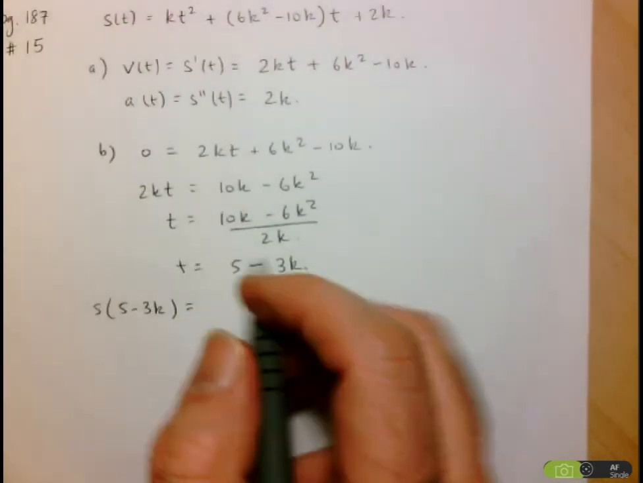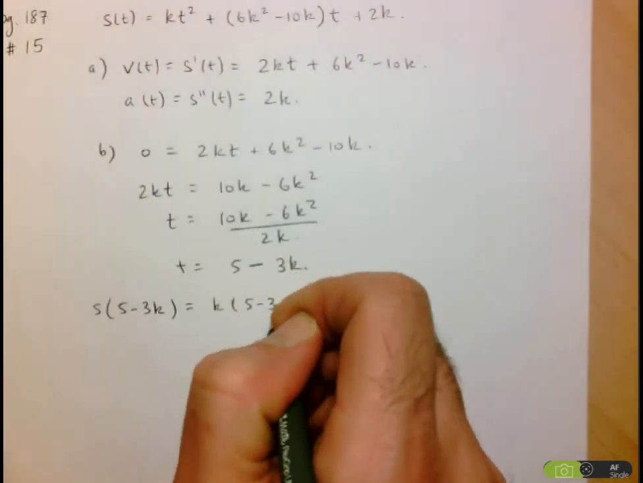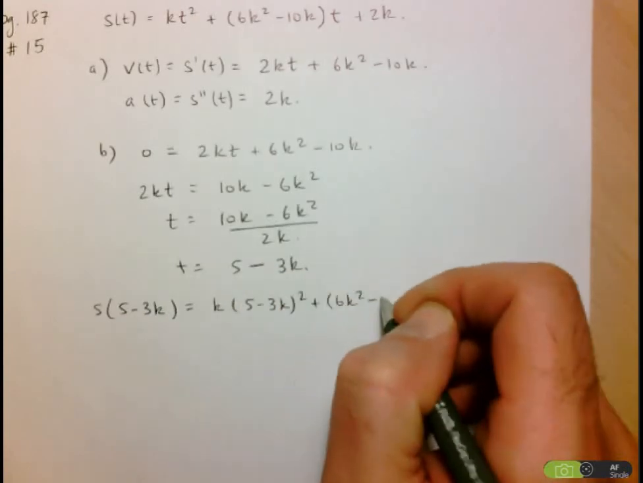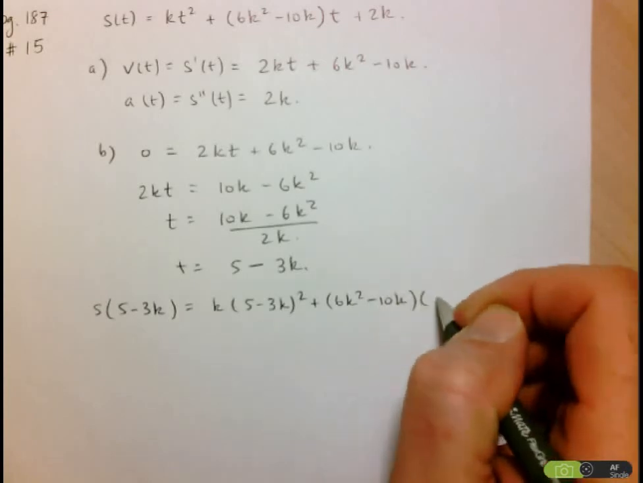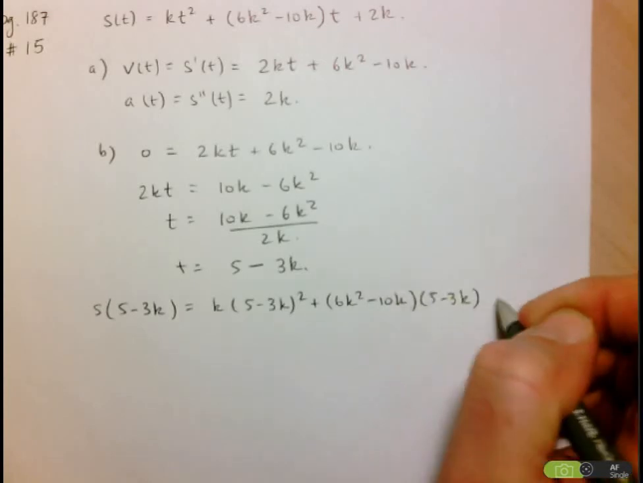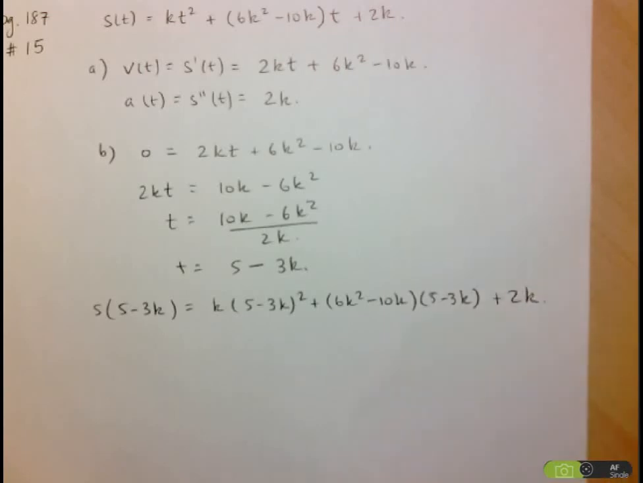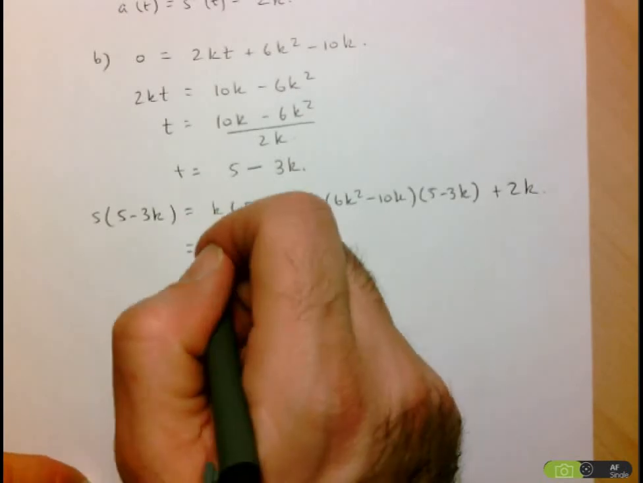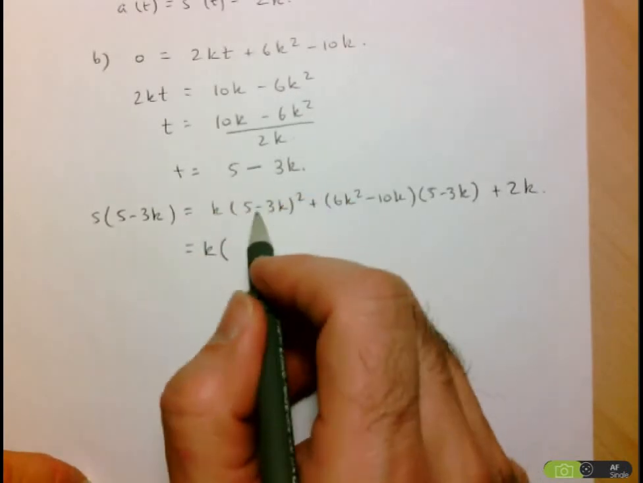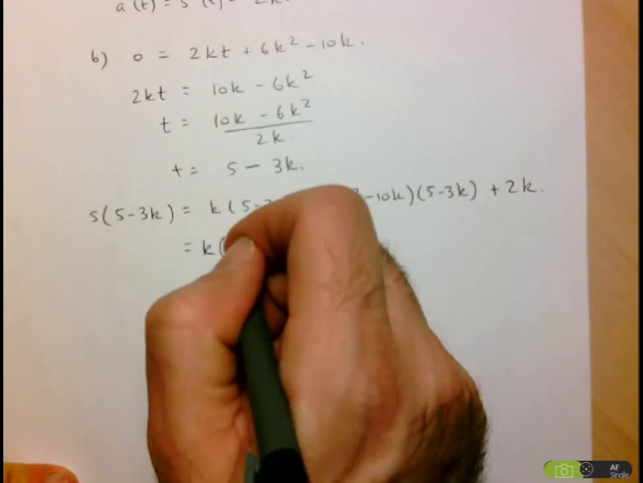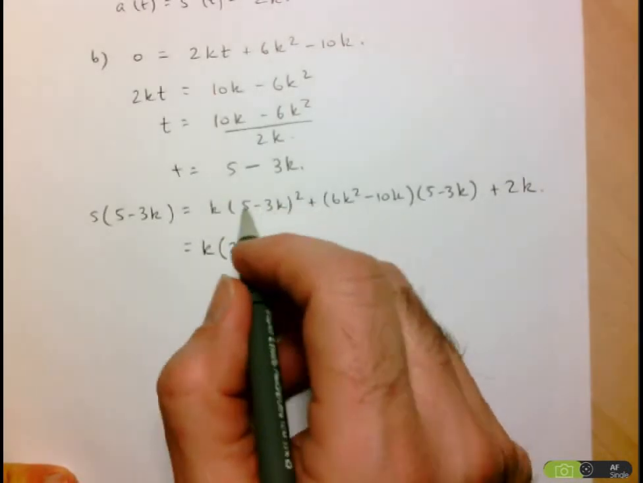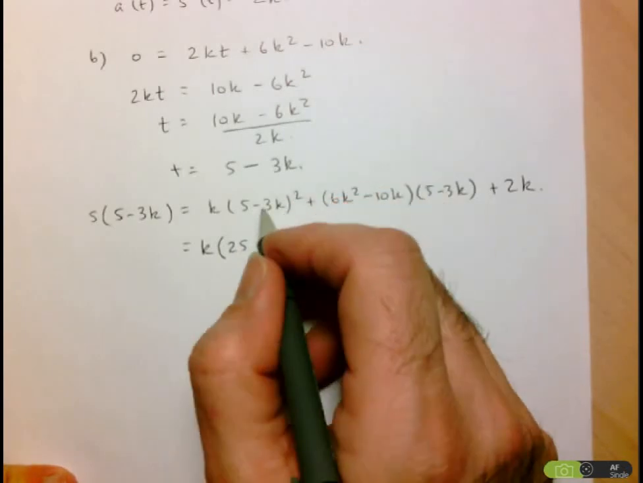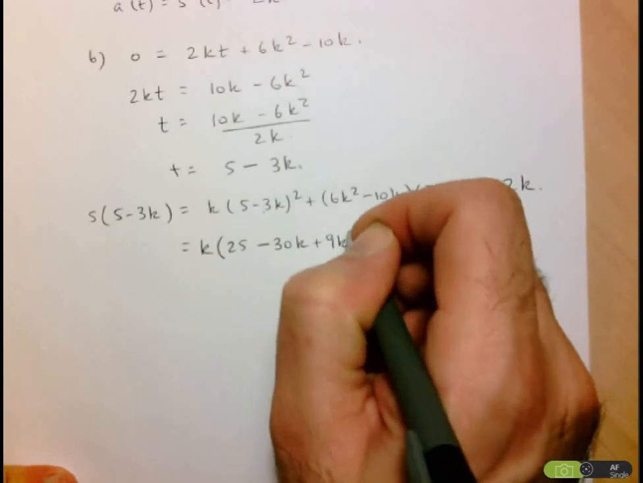So that's going to be k times 5 minus 3k squared plus 6k squared minus 10k times 5 minus 3k, and then plus 2k. Okay, so here, this is a good test of how quick we are with our algebra skills. So this is k times, so let's square this binomial. So square the first, 25, 2 times 5 times negative 3. So this is going to be minus 30k, and then plus 9k squared.